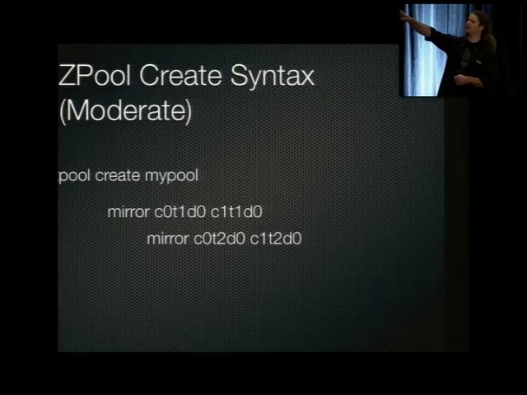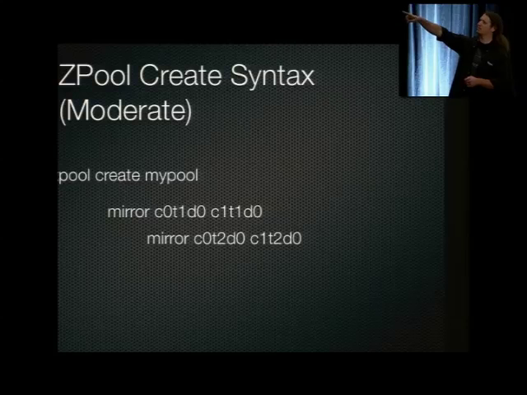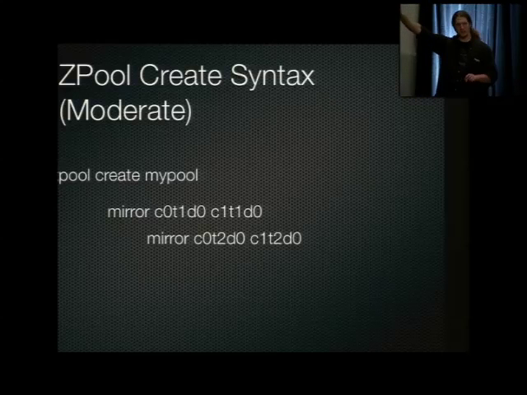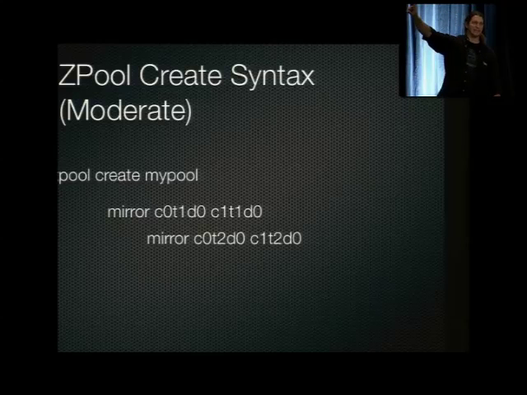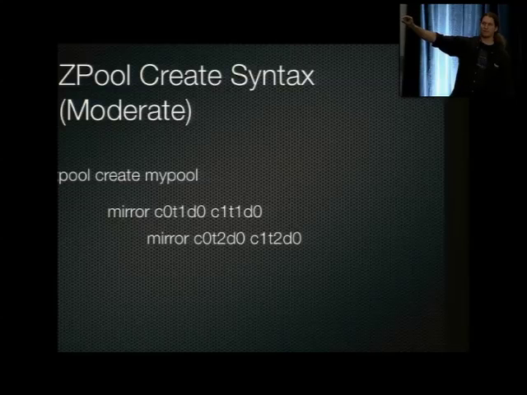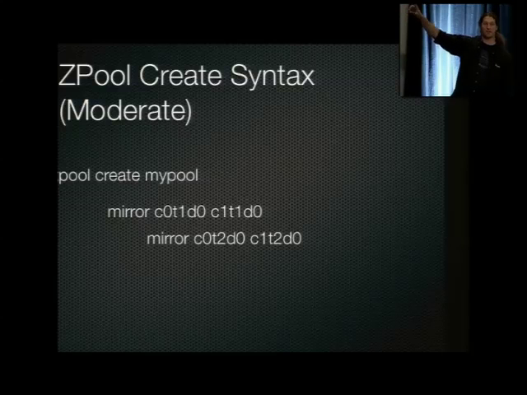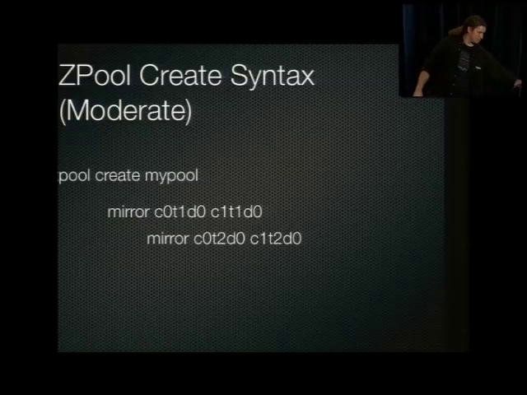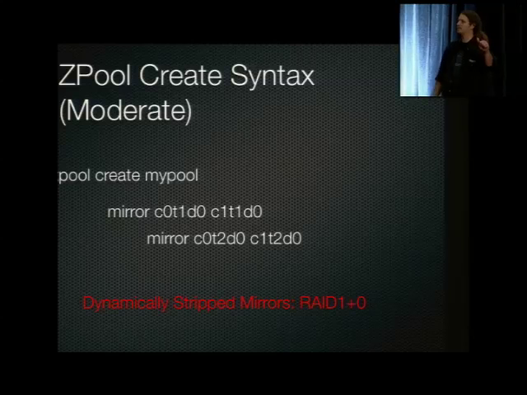Okay, so here we're creating a zpool named mypool. Here's the thing I want you to catch. Each of these 2 following lines are single VDEVs. So they're actually 2 VDEVs. Each of the VDEVs is a mirror. Each of those mirrors contains 2 devices. So we're actually dynamically striping 2 sets of mirrors, right? So this is RAID 1+0. Okay?